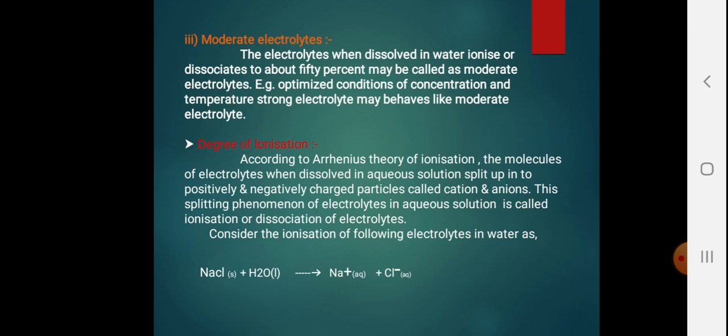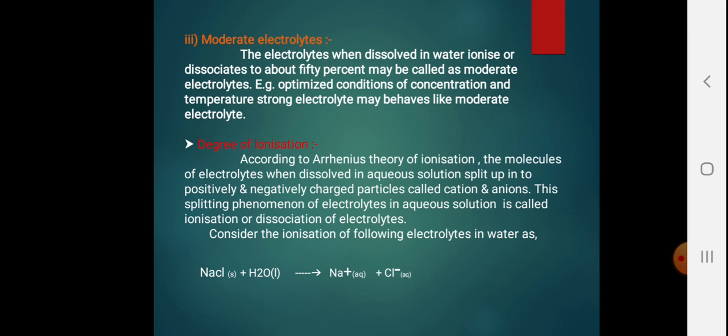Then the third type is moderate electrolytes. The electrolytes which, when dissolved in water, ionize or dissociate to about 50% may be called moderate electrolytes. For example, under optimized conditions of concentration and temperature, a strong electrolyte may behave like a moderate electrolyte.